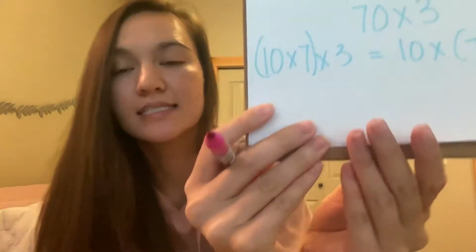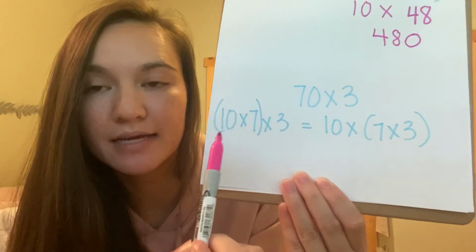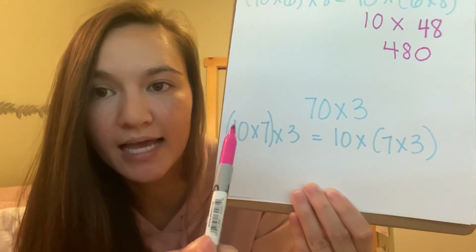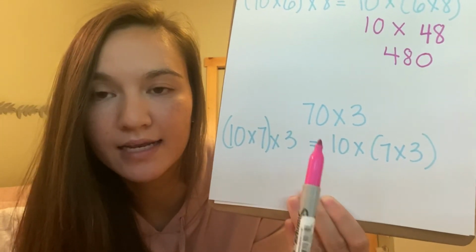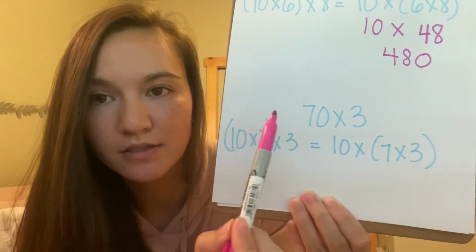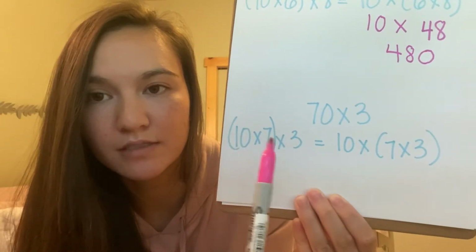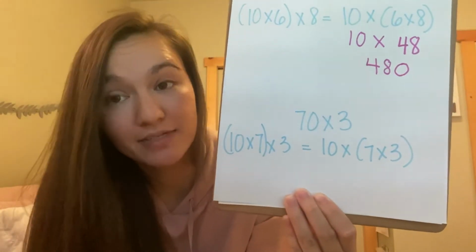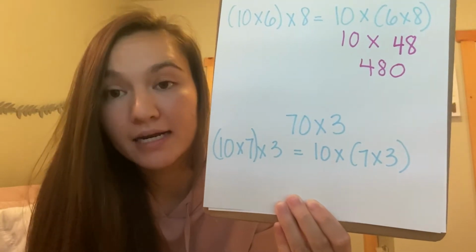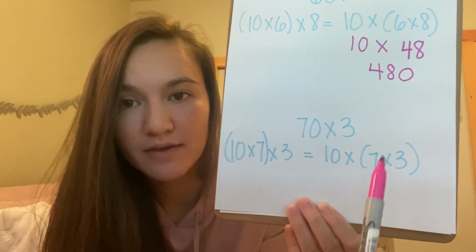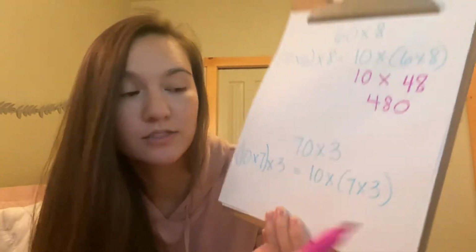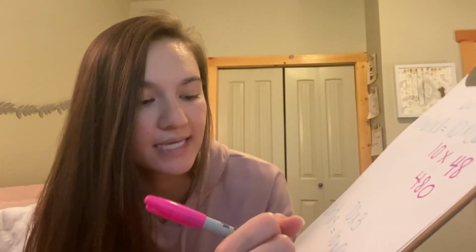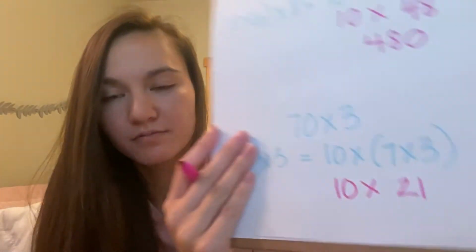So 70 times 3. Again, I broke down the equation. So 70 is 10 times 7 times 3. And again, 10 times 7 times 3. So this way, the first thing you would do is 10 times 7, which would get you 70, and then multiply that by 3, which would be counting by 7s 3 times. But an easier way to look at that is to do 7 times 3 first. So 7, 14, 21.